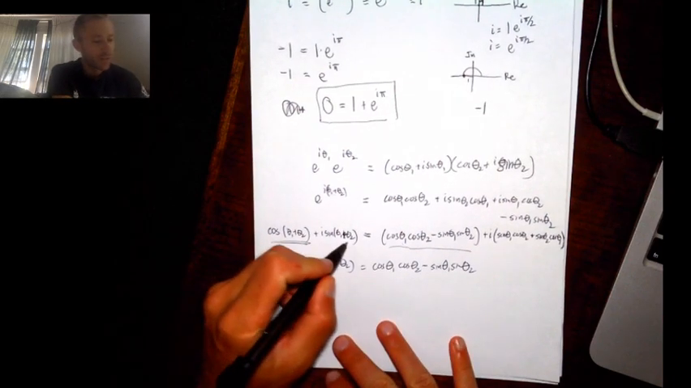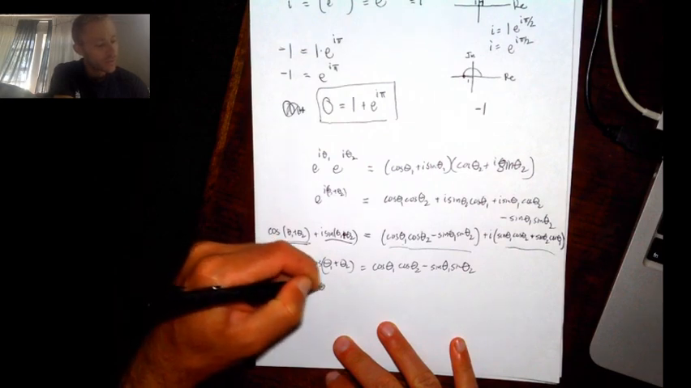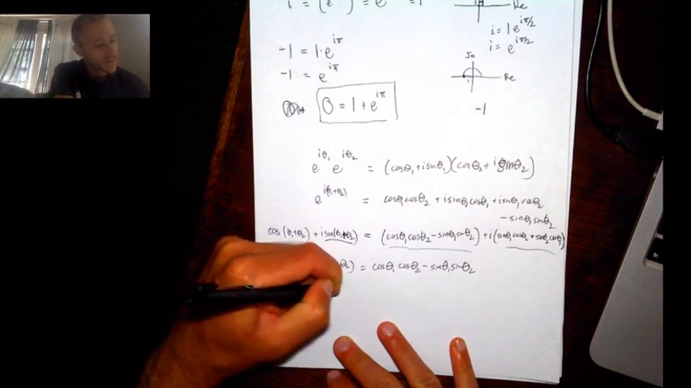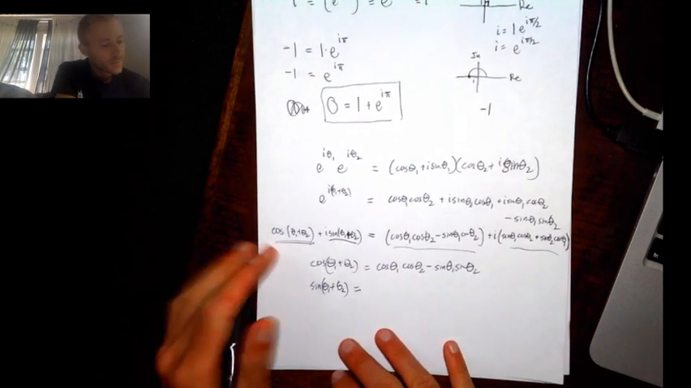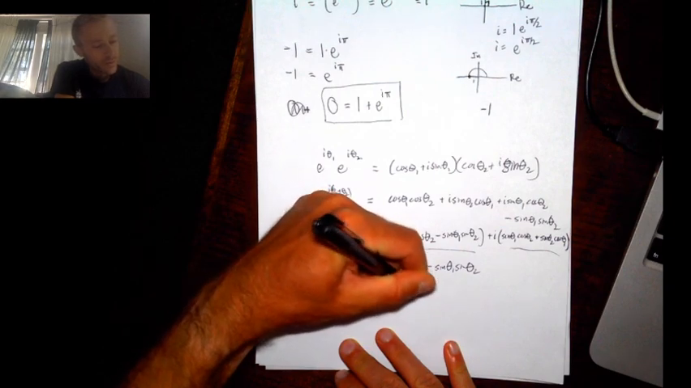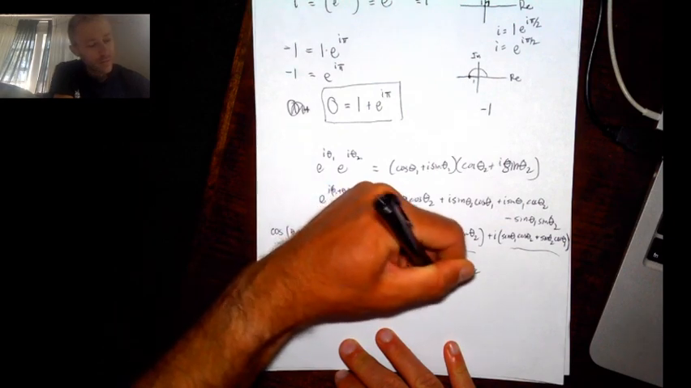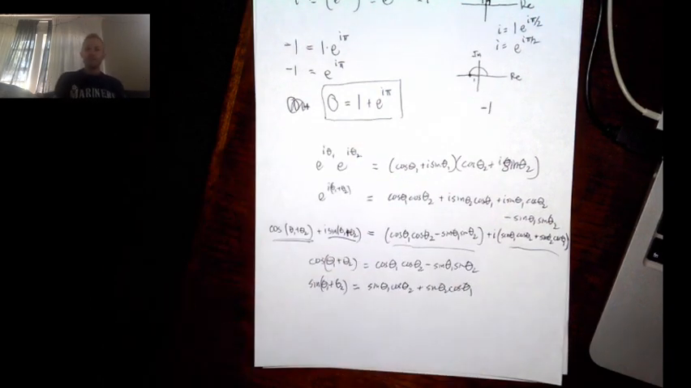Similarly, the imaginary parts have to be equal, so that means that sine of (theta 1 plus theta 2) is equal to sine of theta 1 cosine of theta 2 plus sine of theta 2 cosine of theta 1. So I think that's kind of neat. I like that.